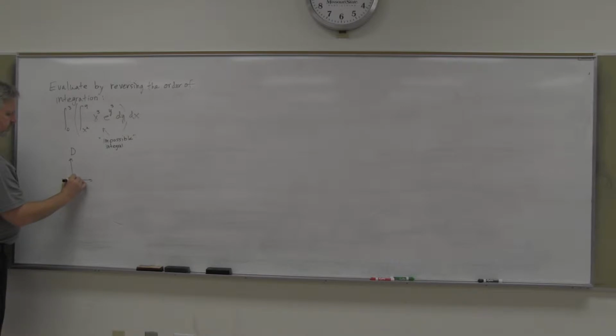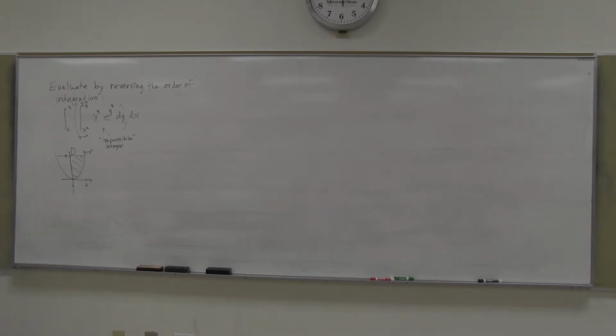So y equals x squared to y equals 9. That's also y equals 9 because I'm doing the y's first. So I'm going from y equals x squared to y equals 9. And then my x's go from 0 to 3. How do you look at that? See that? So you just kind of work your way backwards here. This describes the limits here, that describes this region D.